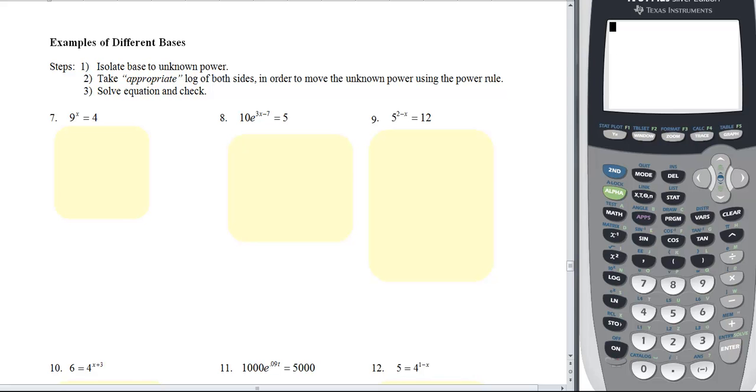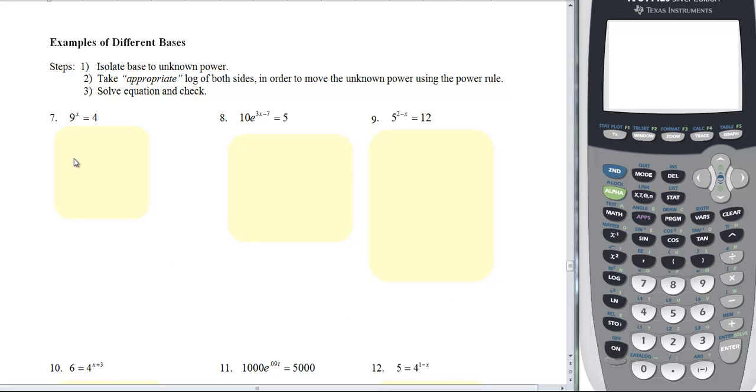Now we're going to look at some examples of exponential equations that have different bases. There's no way that we can get either side to be the same base. So our steps here, the first thing we've got to do is isolate whatever the base is to the unknown power.